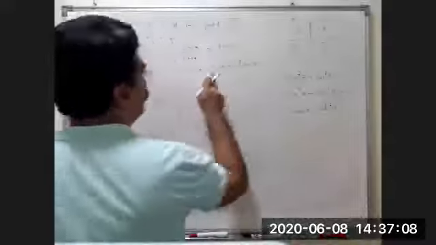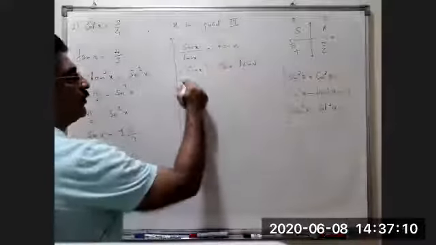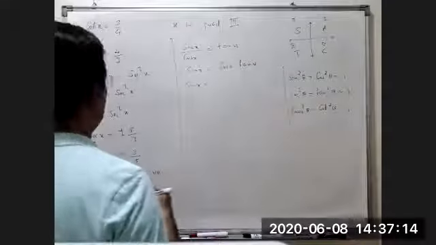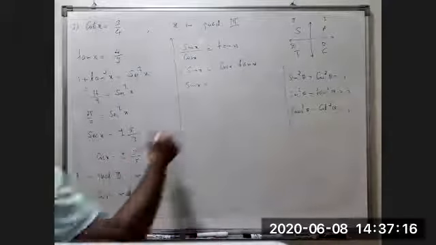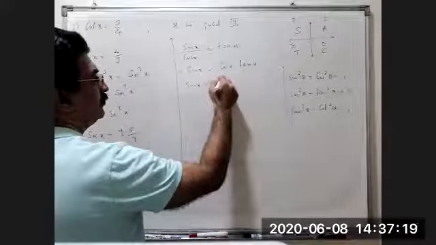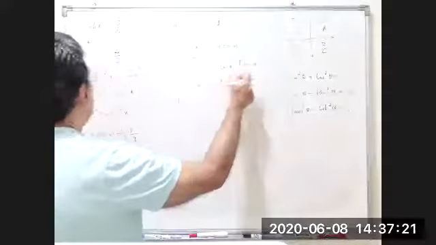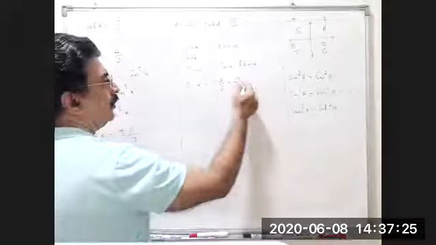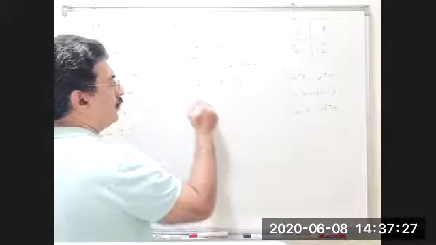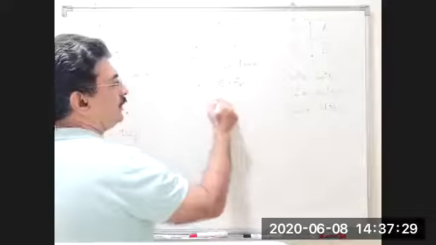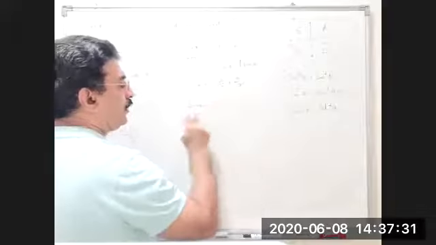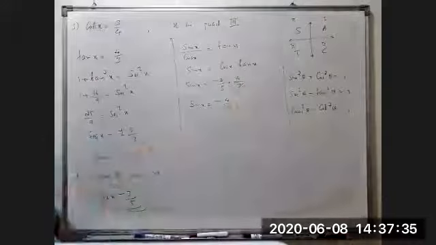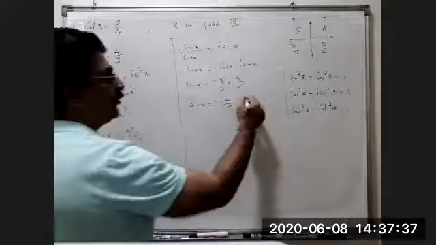So sin x is cos x into tan x. What was cos x? Minus 3 by 5. Tan x is 4 by 3. So sin x is minus 4 by 5. Definitely it will be negative, the reason being it is in quadrant 3. So we got sin.